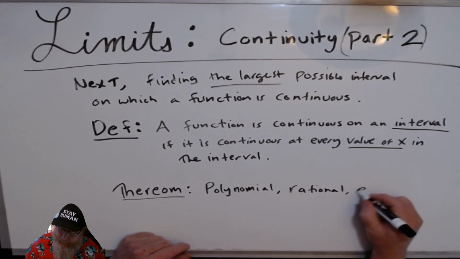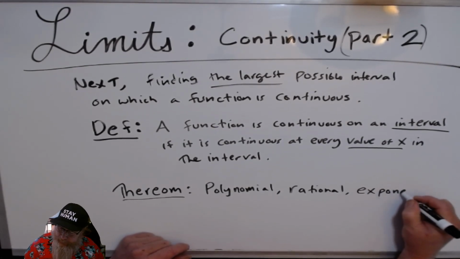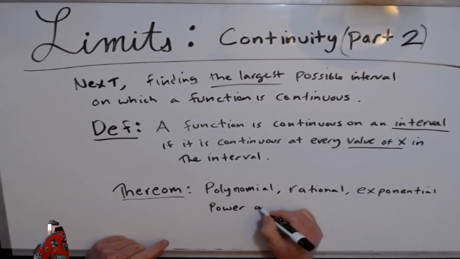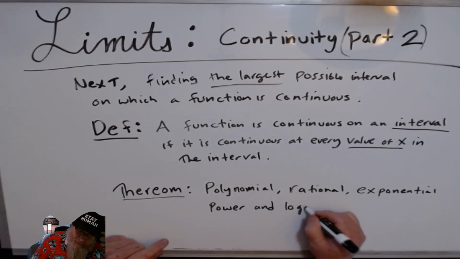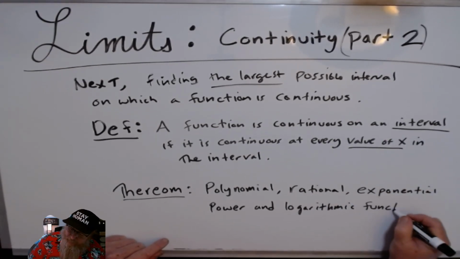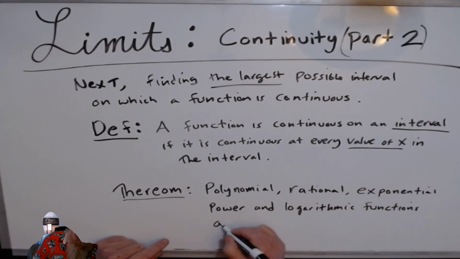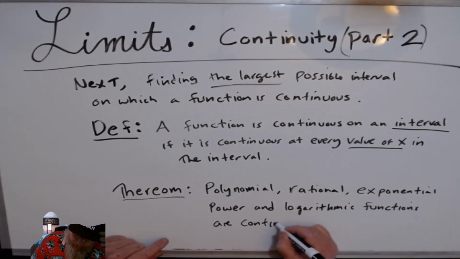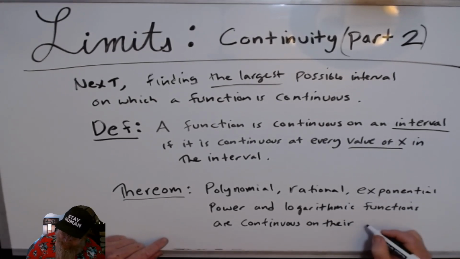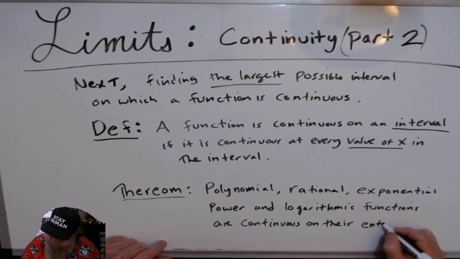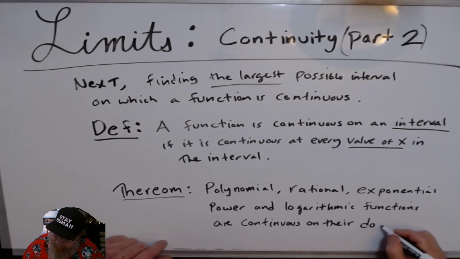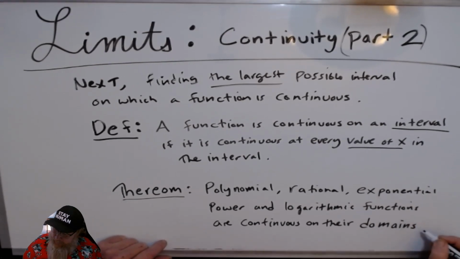Polynomial, rational, exponential, power, and logarithmic functions are continuous on their domains. I'll just say domains. I mean the whole thing. Running out of space.